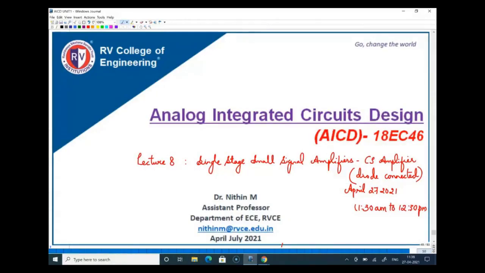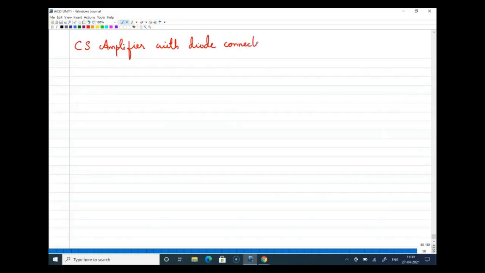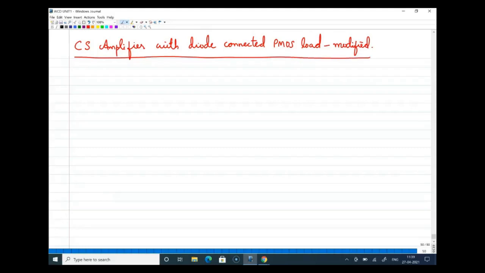So today we will continue with diode connected, but we will make a small modification in the existing circuit in order to rectify the disadvantage we saw in the previous circuit, where there is a terrible hit in the output voltage swing. So what we will see today is a CS amplifier with a diode connected PMOS load, but with a slight modification in the circuit. We will call this the PMOS load itself, but a modified one. That means the previous circuit exists as it is, but we will make some changes in order to overcome a difficulty we saw in the previous circuit.